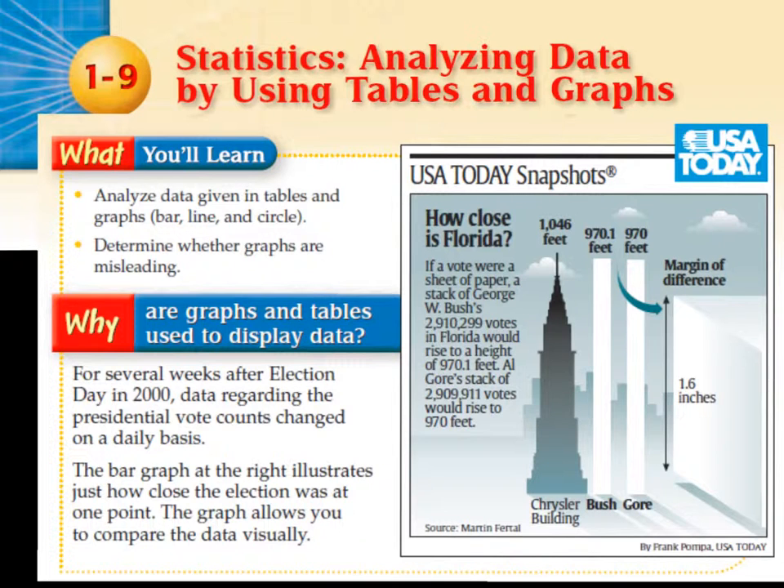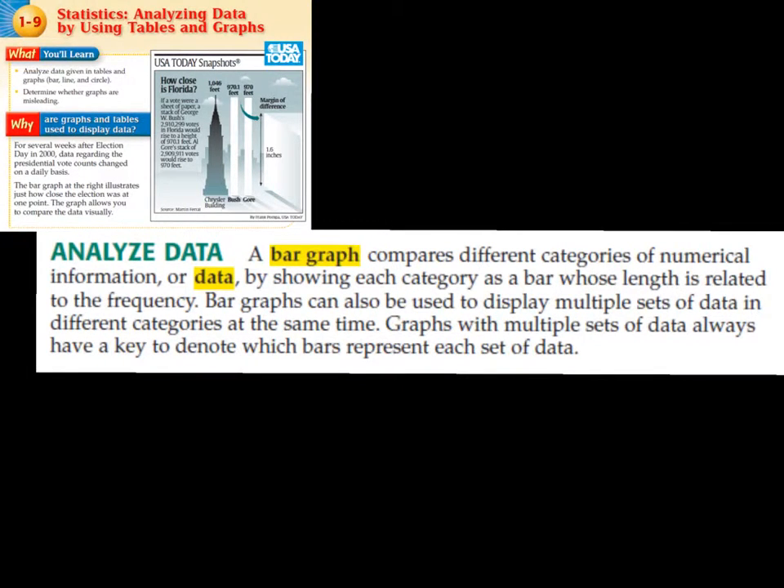For several weeks after Election Day in 2000, data regarding the presidential vote counts changed on a daily basis. The bar graph at the right illustrates just how close the election was at one point. The graph allows you to compare the data visually. And this is a great comparison because you can see the height of the Chrysler Tower, which is almost as tall as the stacks of paper representing the number of votes, and the margin of difference would be only 1.6 inches. That's crazy.